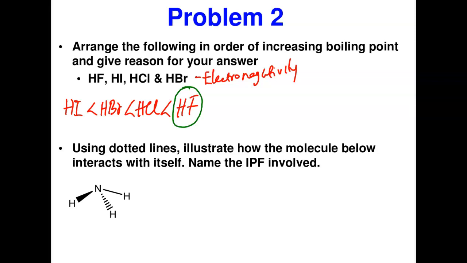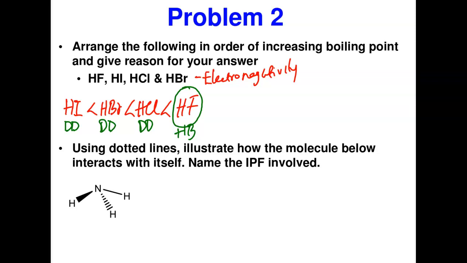Of course, all the other bonds here will have dipole-dipole, and this one will have hydrogen bonding. And again, remember, hydrogen bonding is the strongest. Because the hydrogen fluoride, or HF, bond forms hydrogen bonding, it is going to be the strongest of all the bonds. And that is your reason.